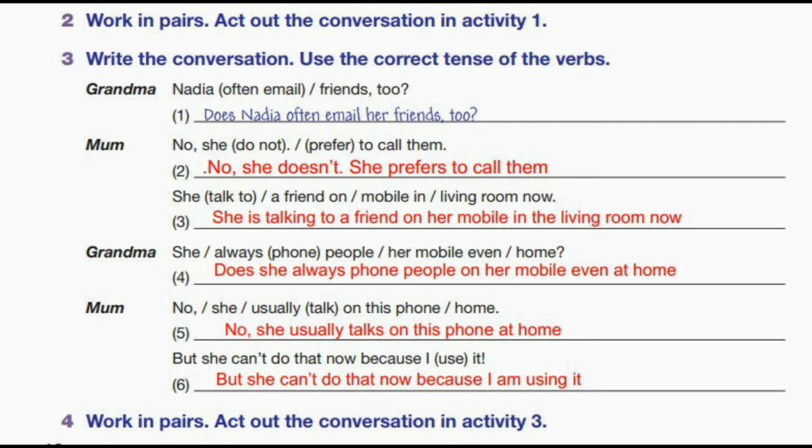She is talking to a friend on her mobile in the living room now. 3. She is talking to a friend on her mobile in the living room now. Grandma: Does she always phone people on her mobile, even at home? 4. Does she always phone people on her mobile even at home? Mum: No, she usually talks on this phone at home. 5. No, she usually talks on this phone at home. But she can't do that now because I am using it. 6. But she can't do that now because I am using it.